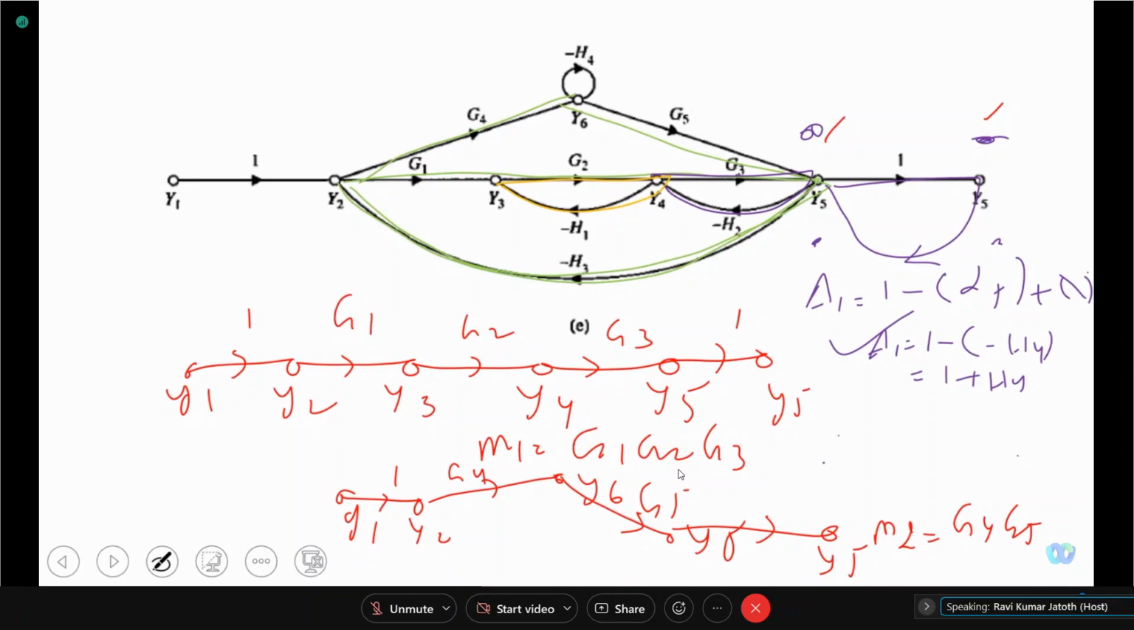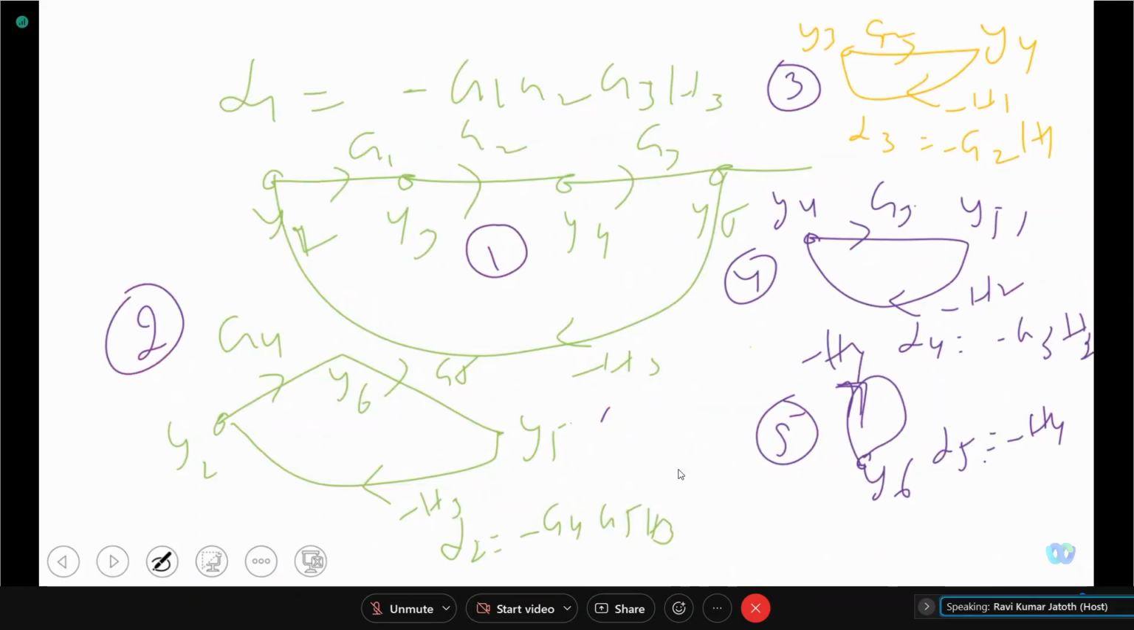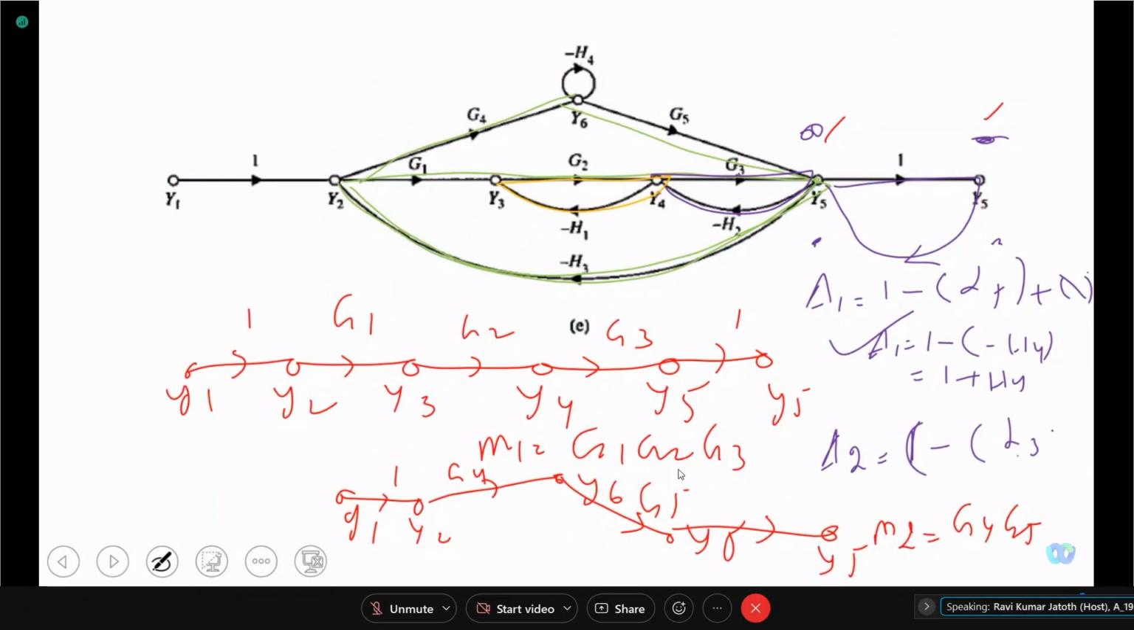And what about delta 2? 1 minus the sum of loops which are not part of the second forward path. L3, sir. How many loops are not part of this? L3 only, or L3 and L5? Only L3, sir. So 1 minus L3, correct? Yes, sir. That is delta 2. Is this clear now? Yes.